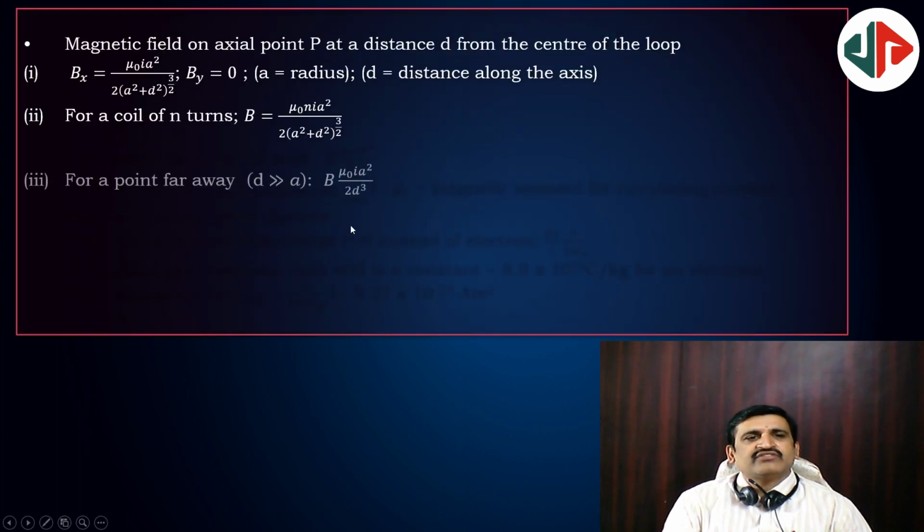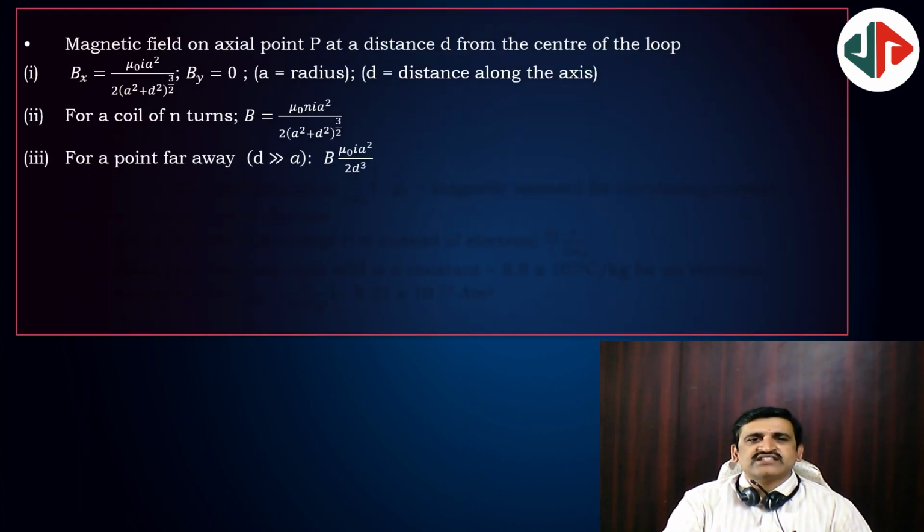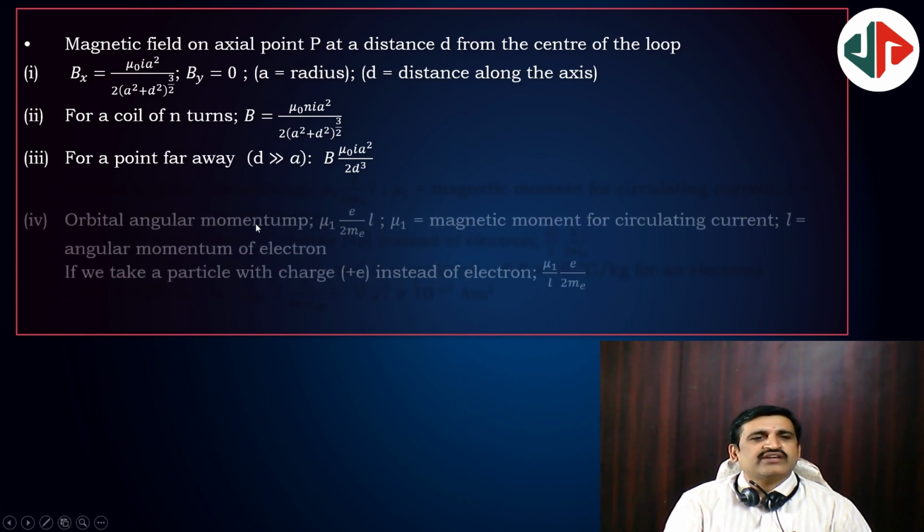Magnetic field on the axial point P at a distance d from the center of the loop is Bx equal to mu naught I a square by 2 into a square plus d square whole power 3 by 2, and By will be 0. For a coil of n turns, B is equal to mu naught N I a square by 2 into a square plus d square whole power 3 by 2. For a far away point, B is equal to mu naught I a square by 2 d cube.